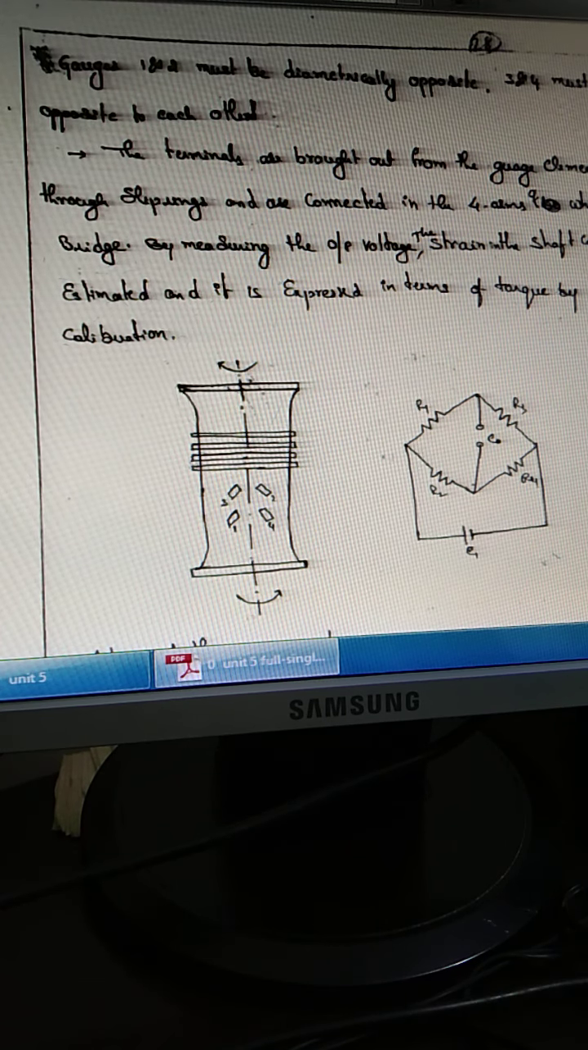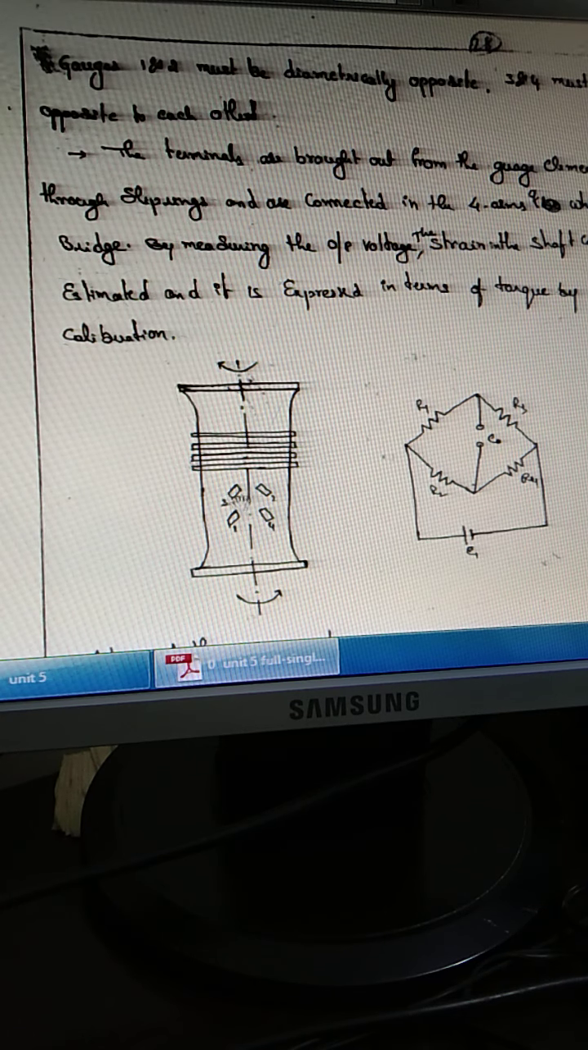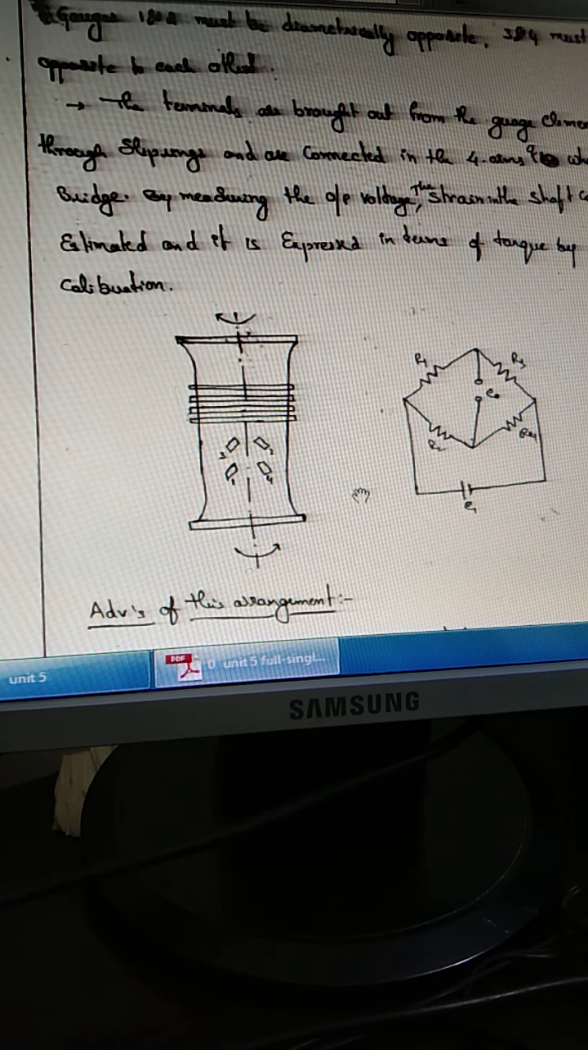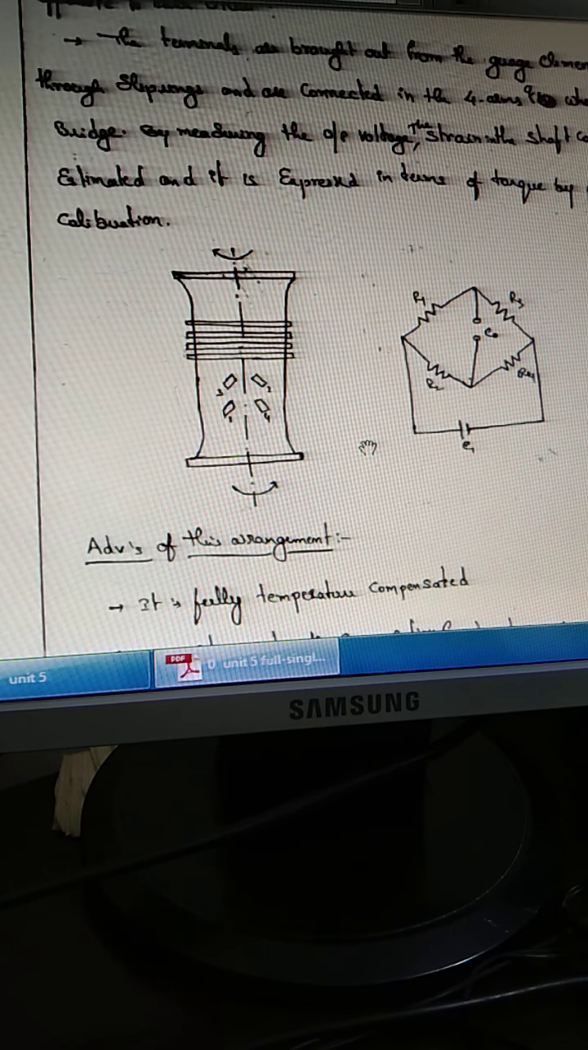Therefore, 2 strain gauges will experience compressive strain, another 2 will experience tensile strain. Therefore, their resistances will change. Therefore, bridge will be unbalanced. By measuring the output unbalanced voltage, we can estimate how much torque is applied on the shaft. This is about measurement of torque using 4 strain gauges, and this is called strain gauge torque meter operation.